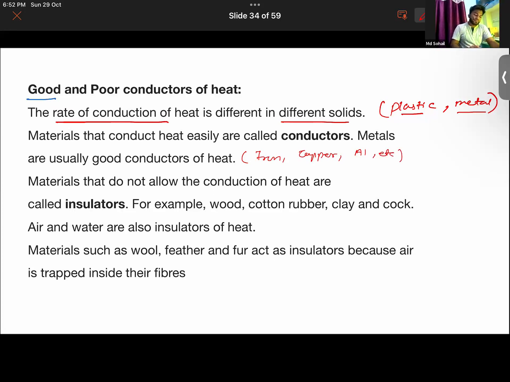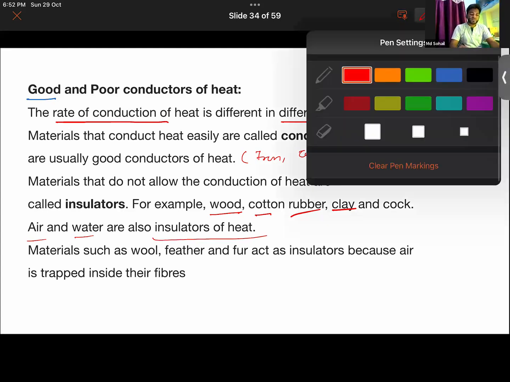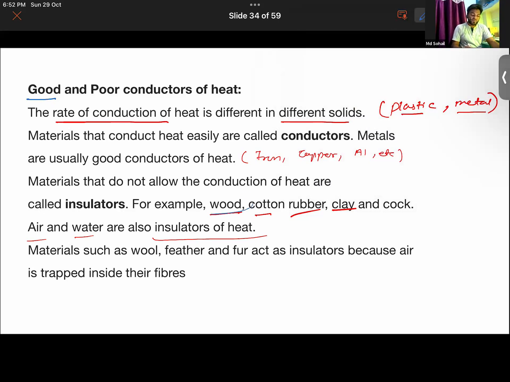Then there are materials that do not allow the conduction of heat through them very easily. Conduction here means to allow the passage of heat through it. Examples of such objects are wood, cotton, clay, rubber, and also air and water. These are all insulators of heat. Now one question must arise: sir, wood actually burns, right? Wood burns, right?